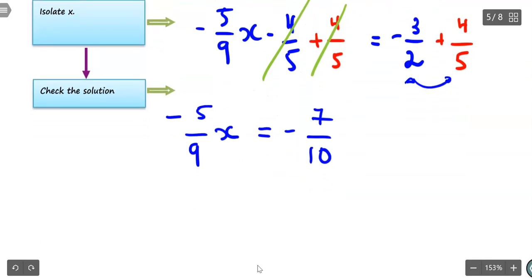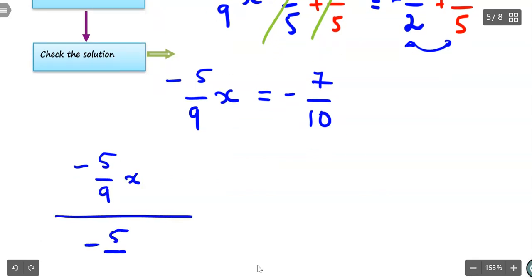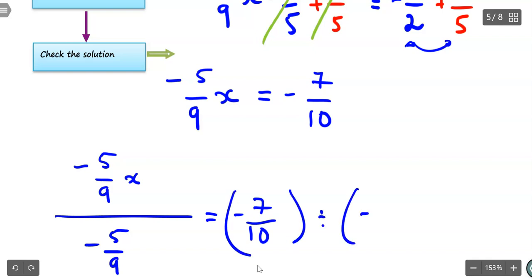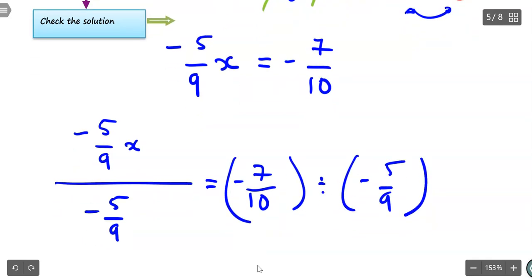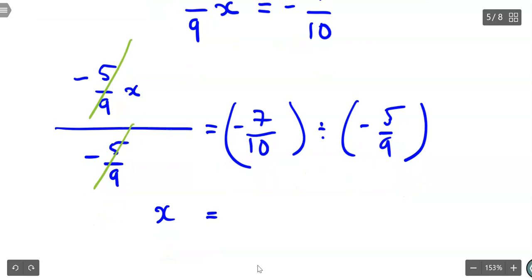Adding that to, now again, I am going to ask everyone to do this. I will divide this by negative 5 over 9. And then on the other side, I do the exact same thing. Whatever I do on this side, I do the exact same thing on the other side. So then this cancels with that. I just have x left. And on the other side, you are dividing two negative fractions. If you use your calculator, your answer should be 63 over 50.